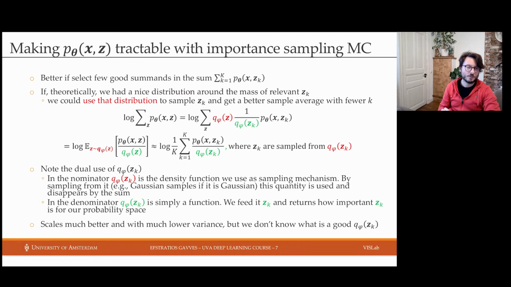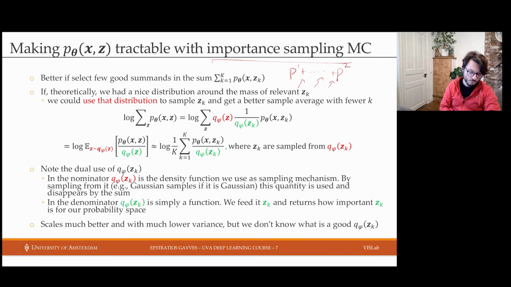A better way to address this problem is to use importance sampling. So if again I have my summands in a very big sum, it would be better if I were able to focus on a few of those that are large enough, therefore important enough for the final summation. These would reflect our final average better.